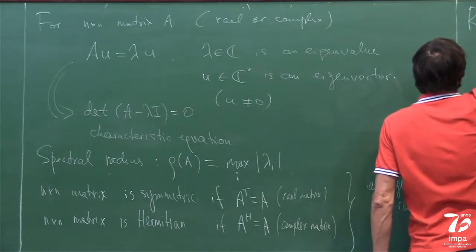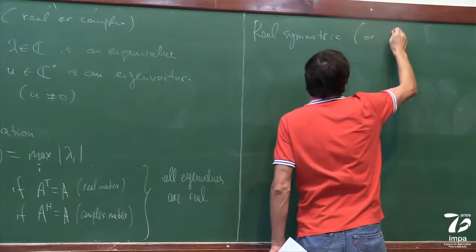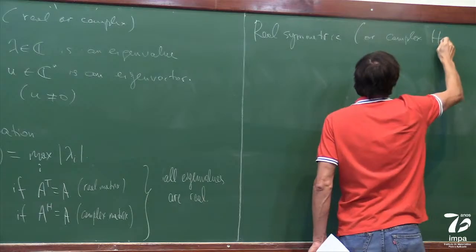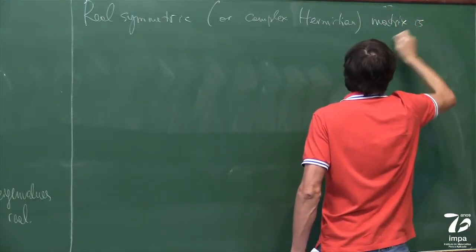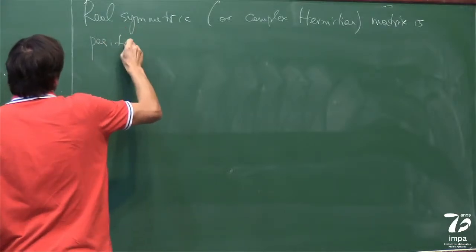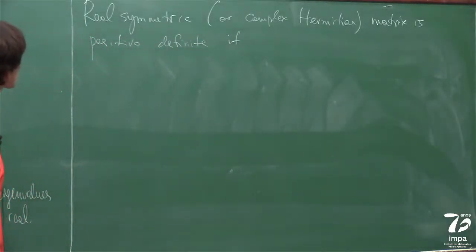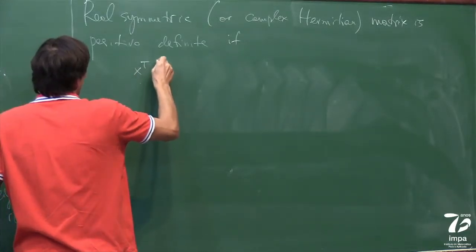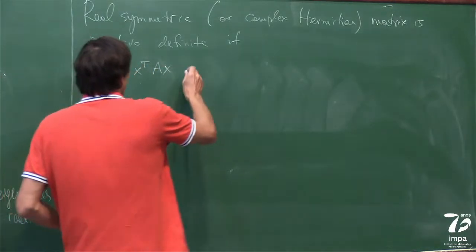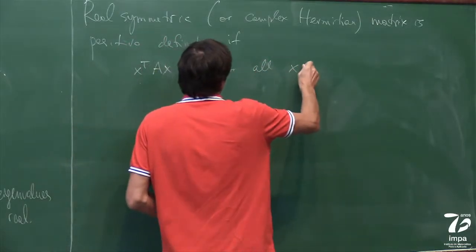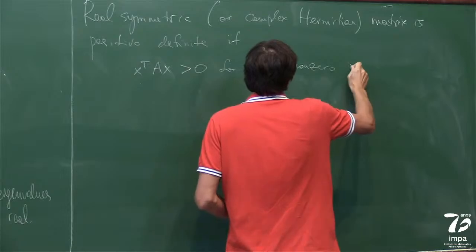And the next: a real symmetric or complex Hermitian matrix is positive definite if, for a real symmetric matrix, x transpose A x is, so you see, this is a column vector, this is a matrix, this is a row vector, so this is a given number, bigger than 0 for all non-zero real vectors.